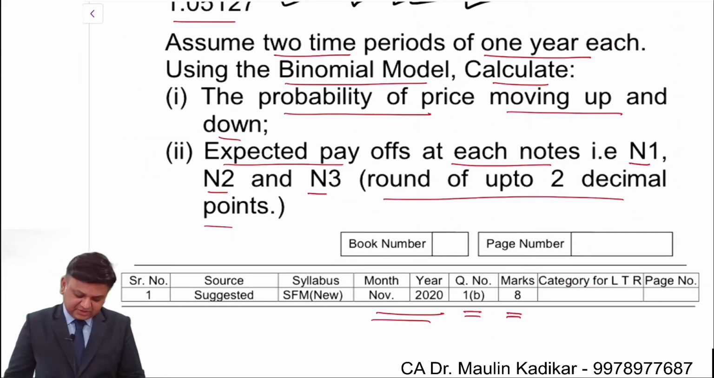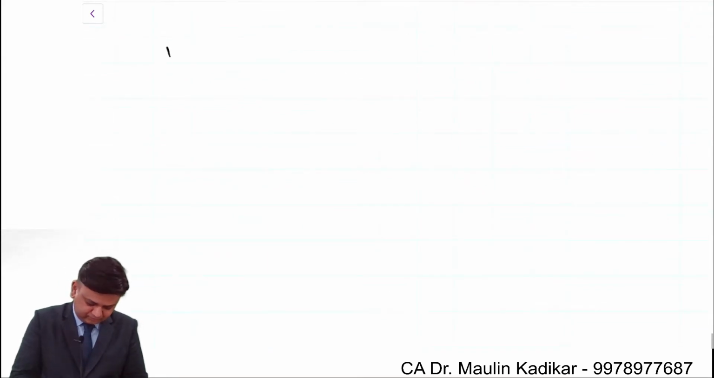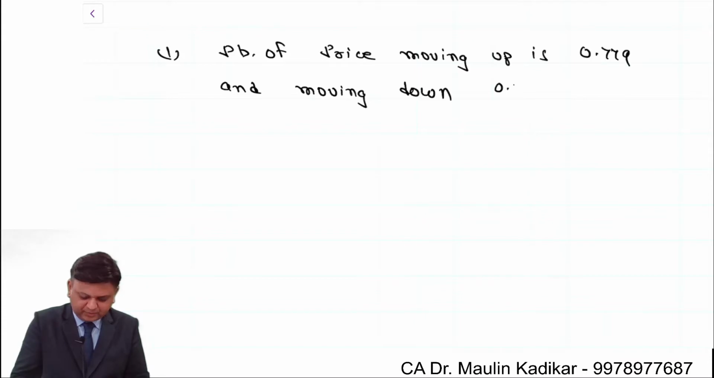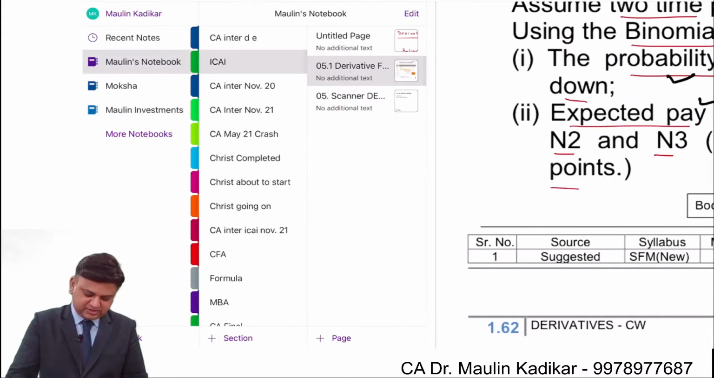Now going one by one with the questions. The question says, what is the probability of the price moving up and down? So the answer to the first question: the probability of the price moving up is 0.779 and moving down 0.221. Second, what is the expected payoff at the end of each node, rounded off to 2 decimal points?